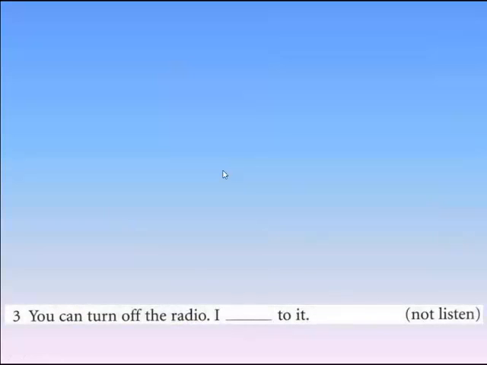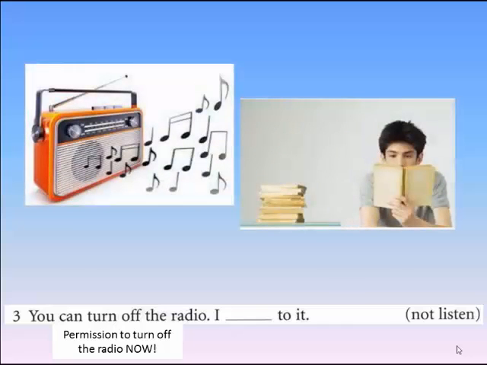You can turn off the radio. To it. And the verb is not listen. Here they give me permission to turn off the radio. And the permission is for now. So, if it is for now, be careful, it's negative. I'm not listening to it.